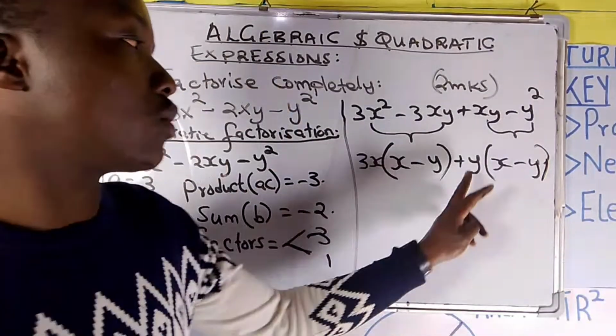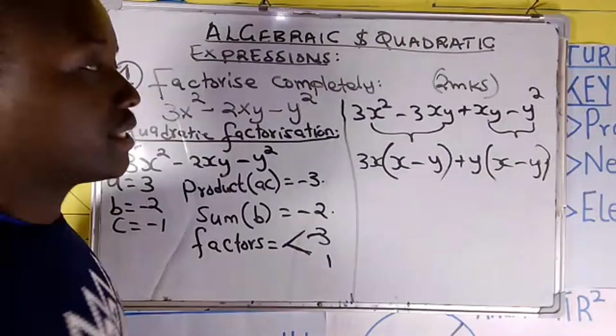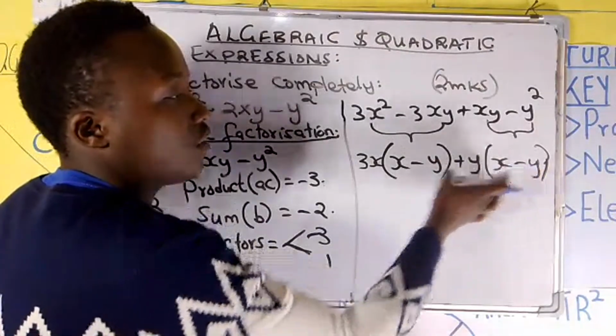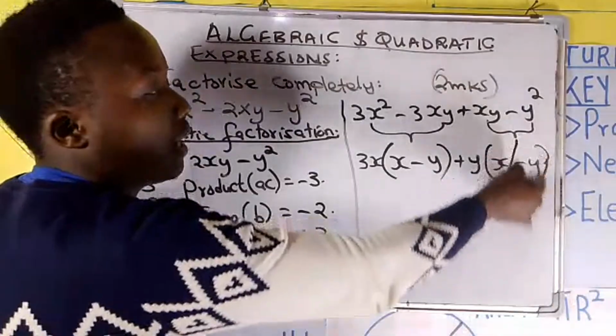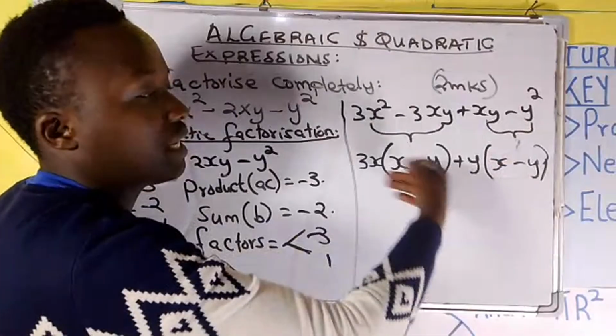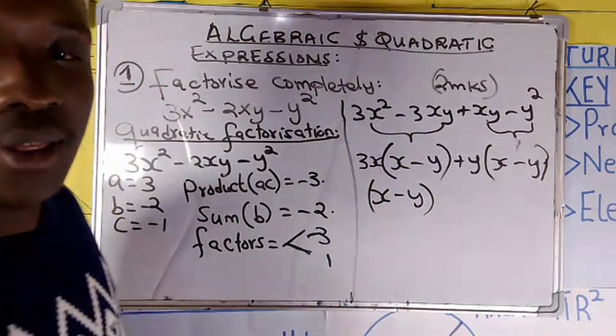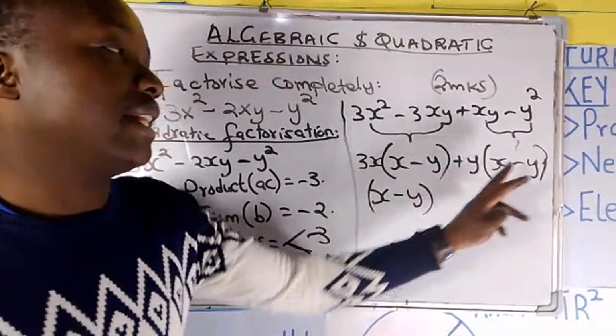Y minus y? Because y times minus y will be minus y squared. And since we have two brackets which are identical with each other, we just pick one. We can leave one or we can just cancel it, but let us just leave it. We only take one. That is the identical brackets.